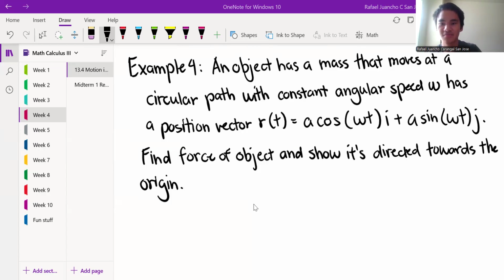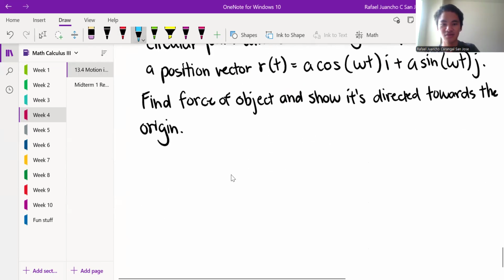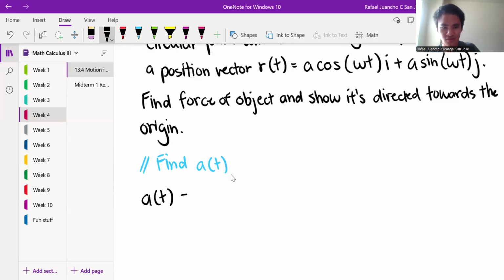Well, to find the force, right, we need an acceleration. We have a mass, but we need an acceleration. So we want to find a of t. And how do we do that? Well, we have a of t, which is just the derivative of my v prime of t, which I don't have. So I actually need my velocity first. So I need my v of t, which is r prime of t. So I take the derivative.